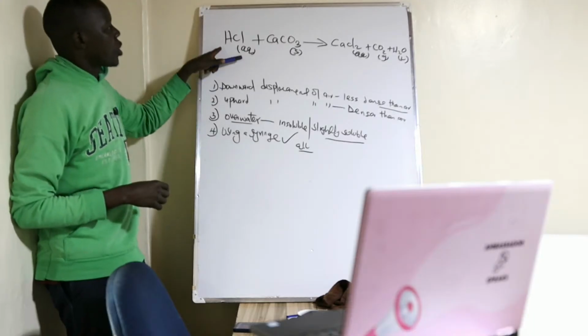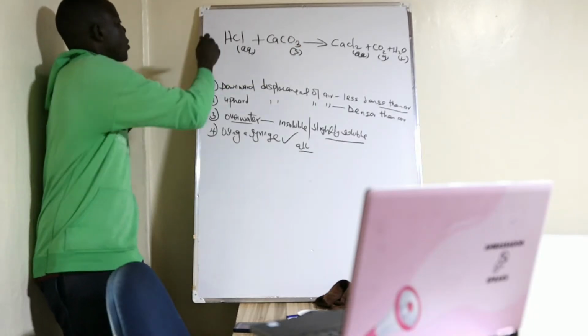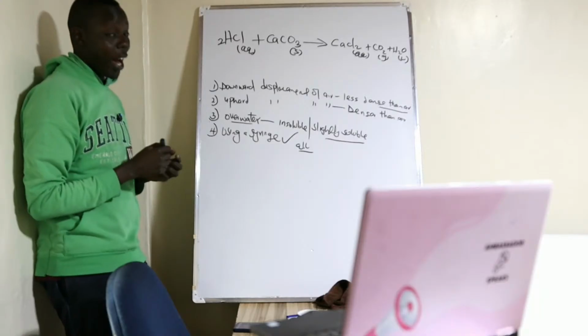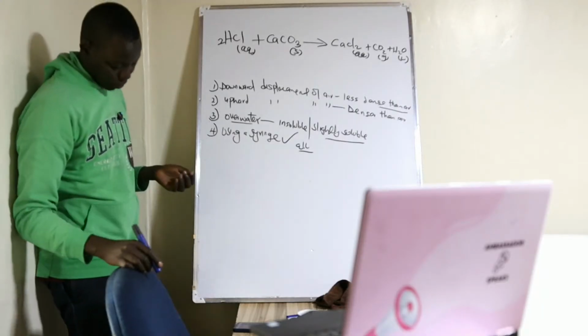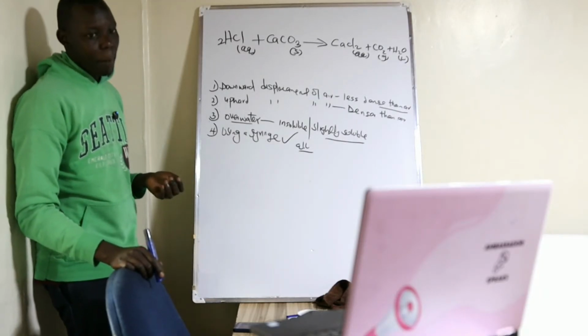Hydrogen ni mbili, hydrogen ni moja. Chlorine ni mbili, chlorine ni moja. So simply weka tu hapa. It is highly balanced, or it is well balanced.